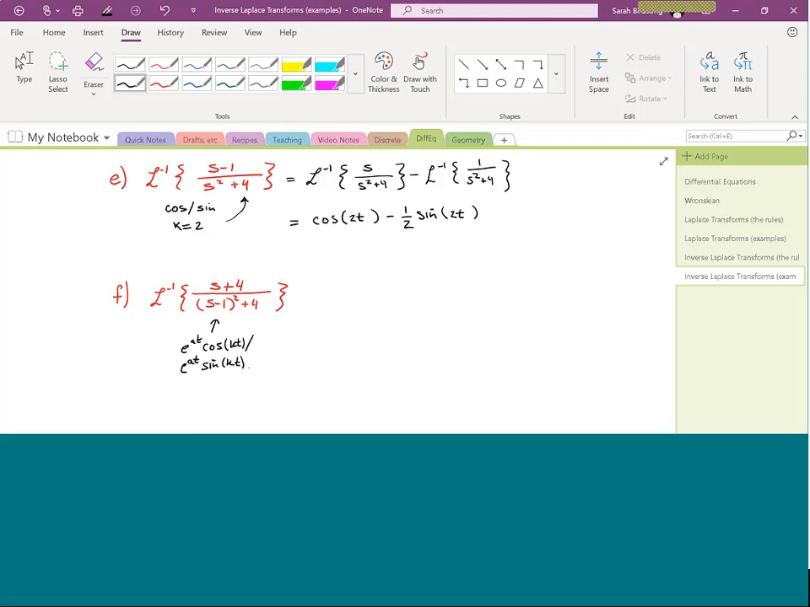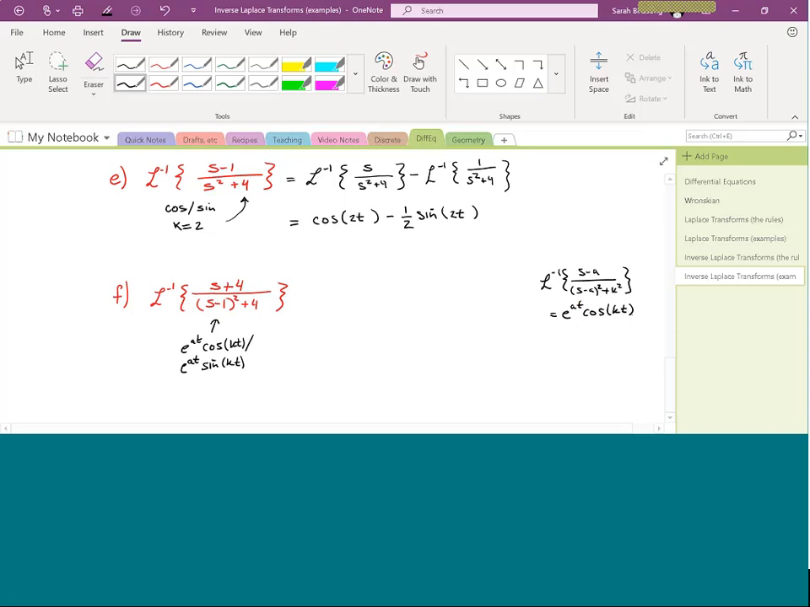Okay? Because remember, over here to the side, what did we have? Our rule was s minus a on the top, and on the bottom, s minus a squared plus k squared. That's the guy that gave us e to the at times cosine of kt.